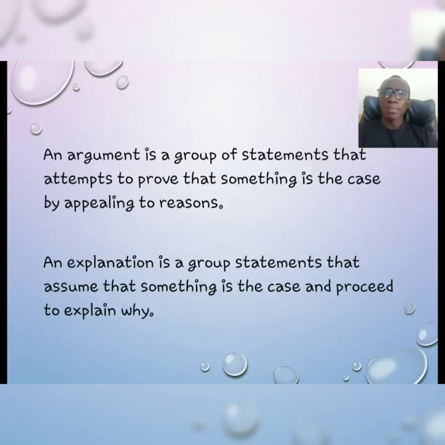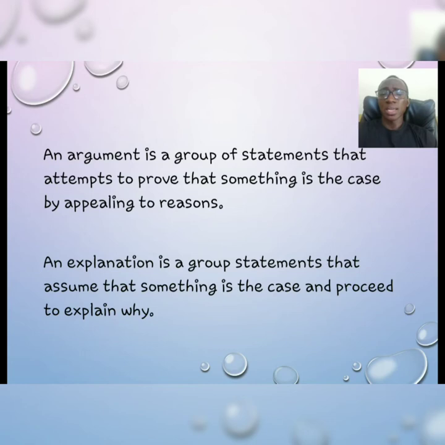So as we have already established in our previous videos, an argument is a group of statements that attempts to prove that something is the case by appealing to reasons. So we can divide that group of statements into two parts. We have the premises, those are the reasons, and we have the claim or the conclusion, what the speaker is trying to get you to believe or understand. So you can see that an argument always appeals to reasons. An argument always has something to prove. So an argument doesn't take evidence or proof for granted at all.